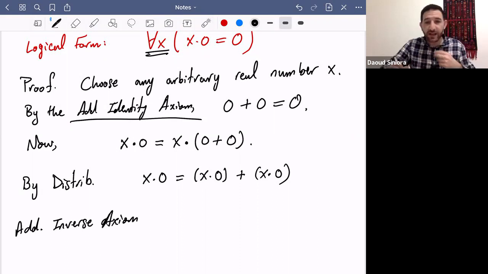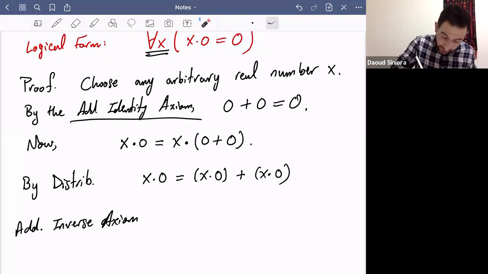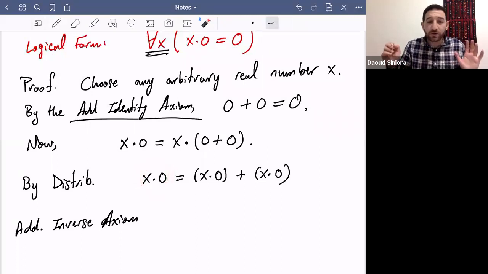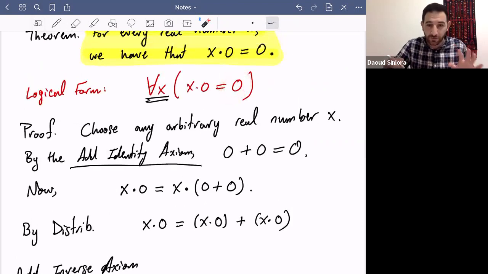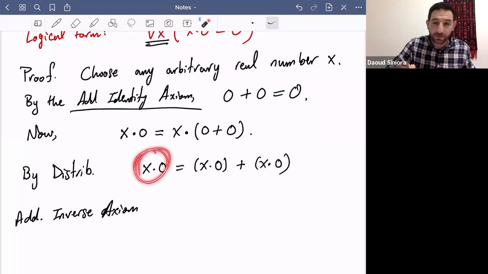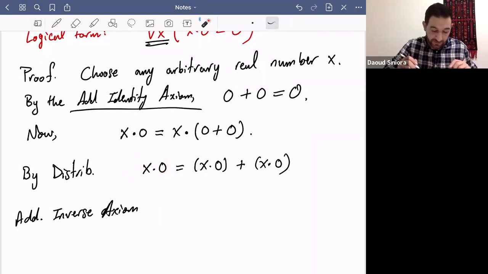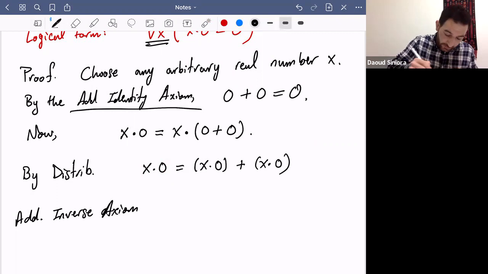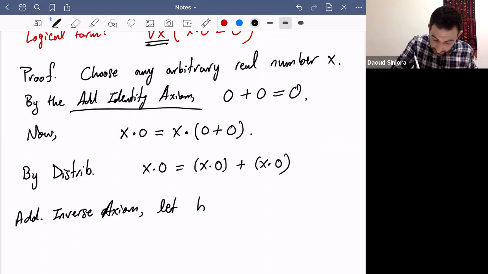The additive inverse axiom says every real number, or every element in the domain where the axiom holds, has an additive inverse. We apply this axiom to the number x times 0. Look, we don't know yet what this number is. We know it's a number, x times 0. We want to show it is 0, but we still don't know what it is. So this is a number on the real number line. It has an additive inverse. So by the additive inverse axiom, let the number b be the additive inverse of x times 0.